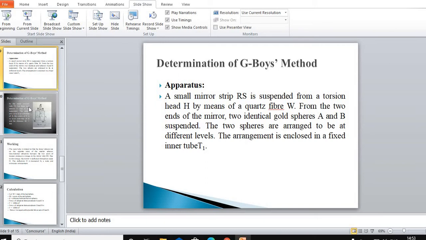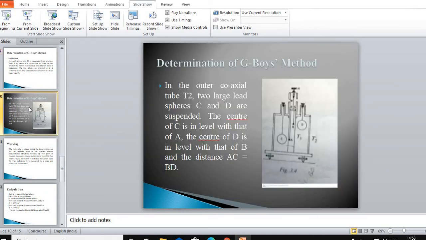Determination of G, Boys' method. Apparatus. A small mirror strip RS is suspended from a torsion head H by means of a quartz fiber W. From the two ends of the mirror, two identical gold spheres A and B are suspended. The two spheres are arranged to be at different levels. The arrangement is enclosed in a fixed inner tube T1. In the outer coaxial tube T2, two large lead spheres C and D are suspended. The center of C is in level with that of A, the center of D is in level with that of B, and the distance AC is equal to BD.